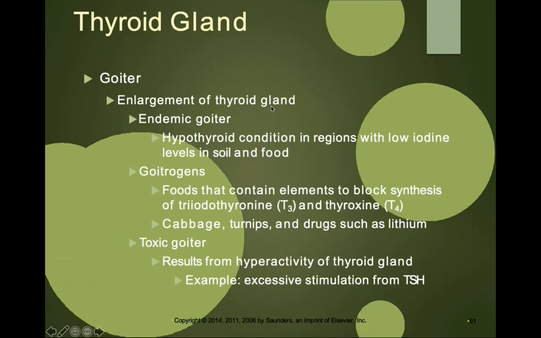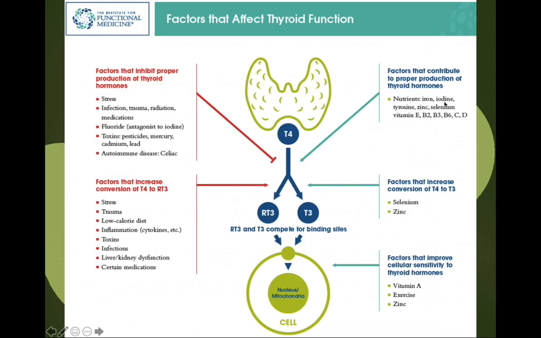Goiter is when there is an enlarged thyroid gland. An endemic goiter is when there's a hypothyroid condition in regions with low iodine levels in soil and food. This doesn't happen so much here anymore because a lot of food, especially salt, is iodized. But in certain countries, you can still see these goiters as a result of having too little iodine, because remember, iodine is needed for healthy conversion of T4 into T3.